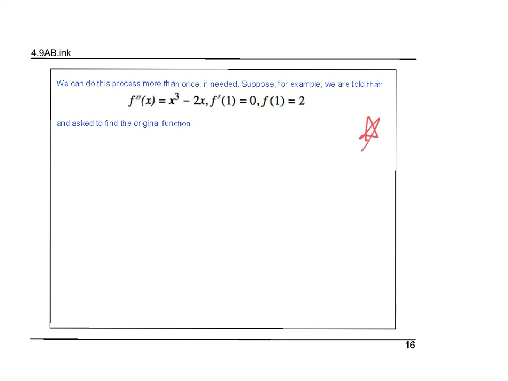Here's another one that I definitely want to do together. This would be a double. So I'm given the second derivative, the first derivative information, and the original information. So we have to go through this process twice. This is something I want to do together.